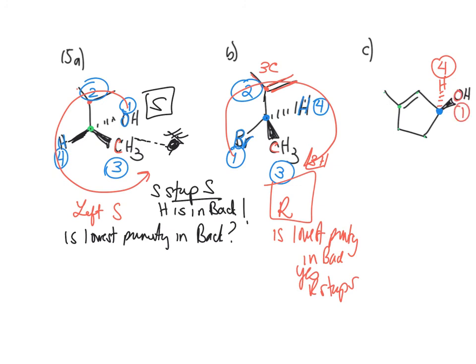So what's number 2? Well, you have this carbon that's bonded to 1 carbon. This carbon is bonded to 2 carbons. So this would be 2, and this would be number 3. So if you have this molecule and you're holding hydrogen in back, 1, 2, 3, you connect the 1, 2, 3, you see that that is S, and the hydrogen is in back. So S stays S. Okay.